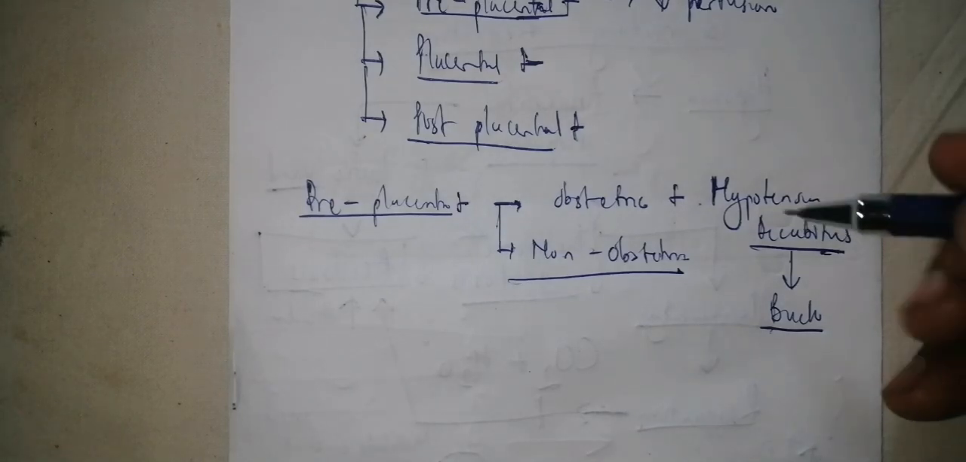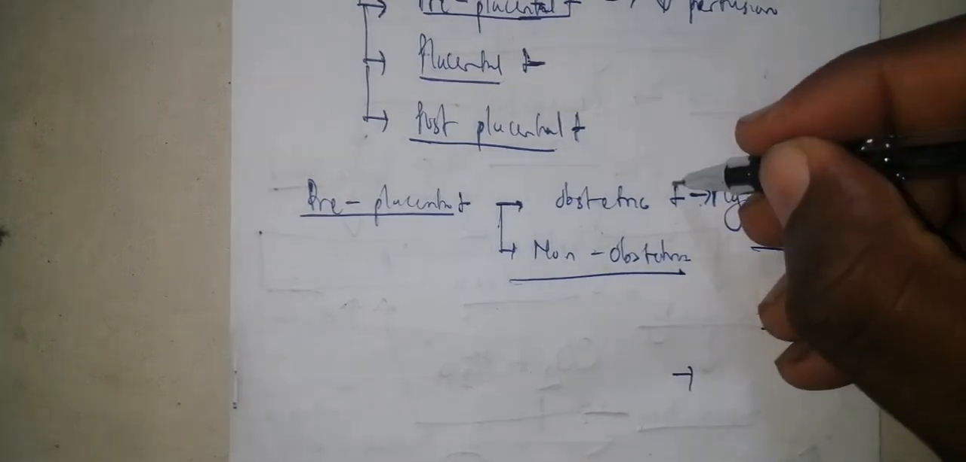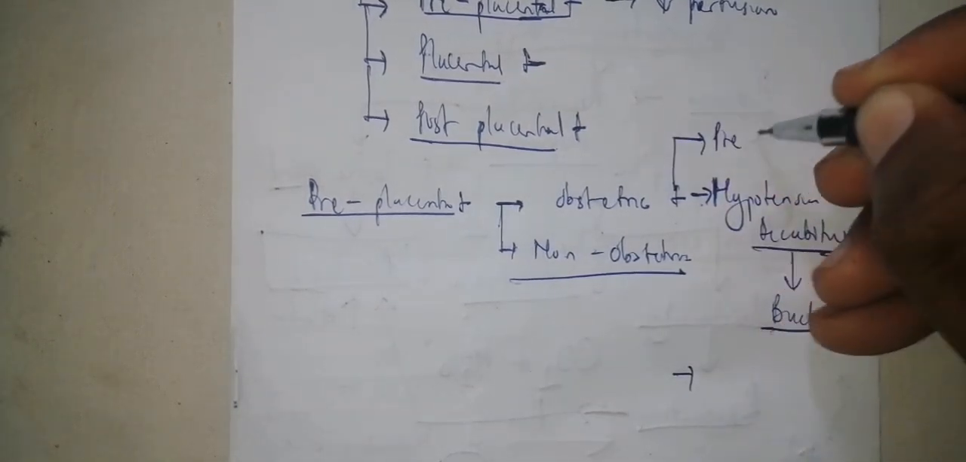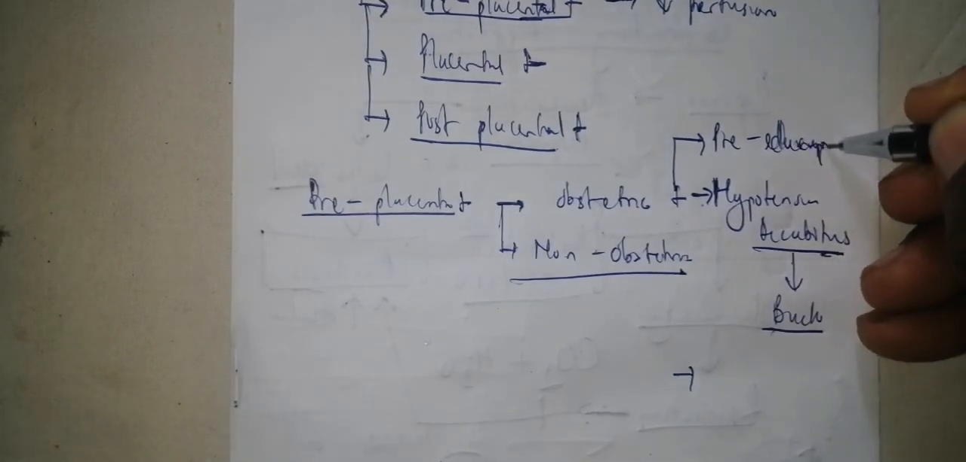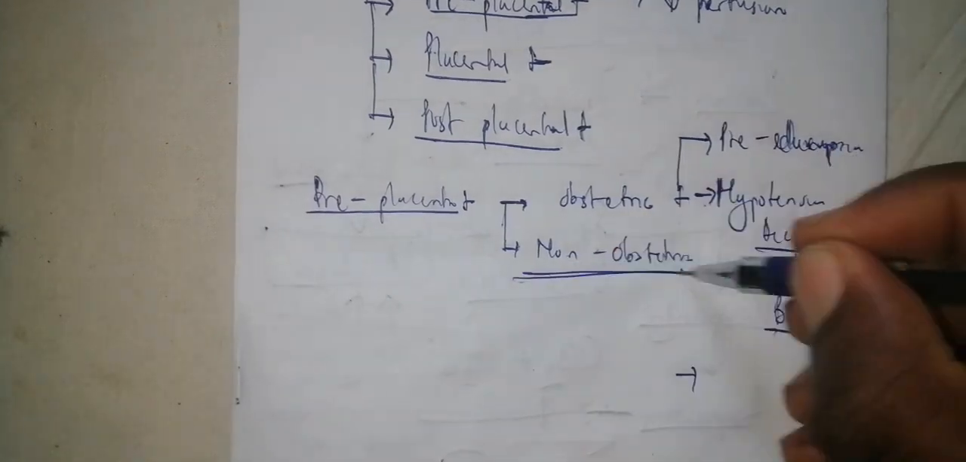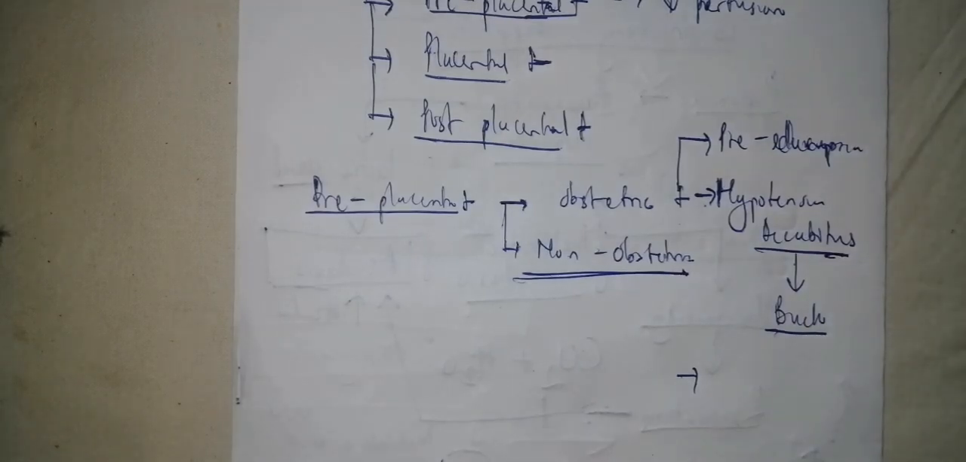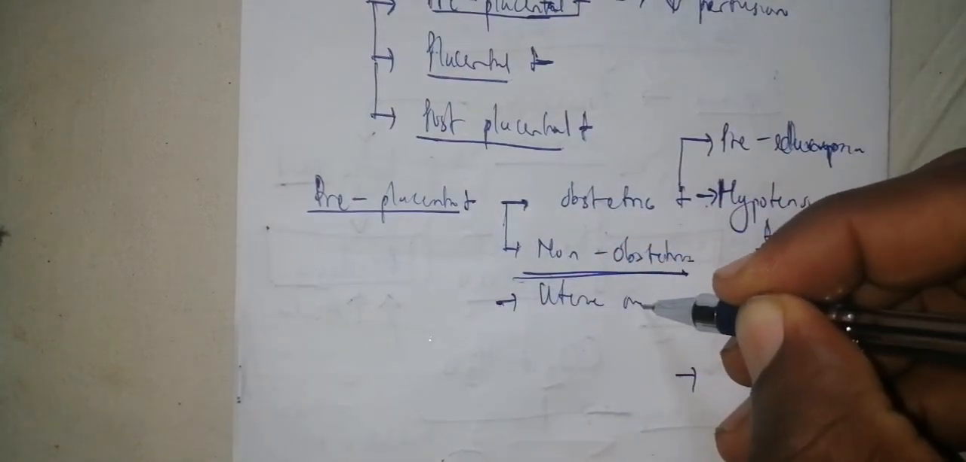Is it clear? Now we have other obstetric abnormalities like preeclampsia. Preeclampsia can also be associated. Eclampsia can also be associated among the pre-placental etiologies here. Now the non-obstetric is any other disease that may result in hypoperfusion inside the uterus. So you may have uterine malformations.